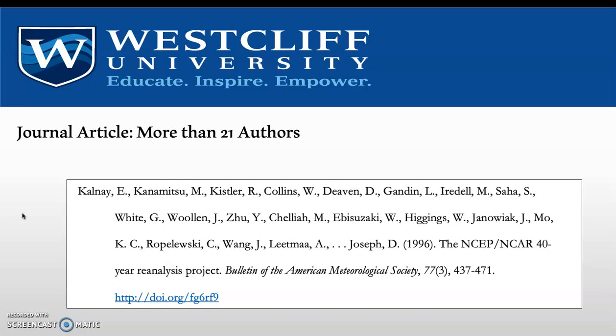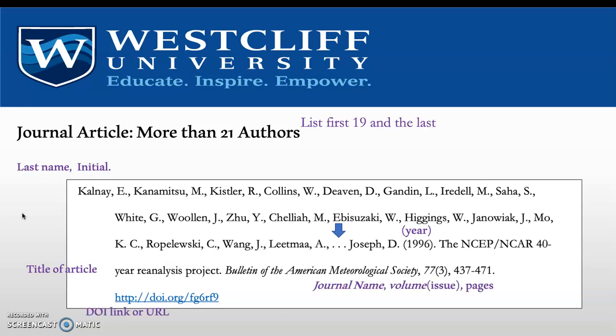Here's an example of a journal article with more than 21 authors. So you would list the first 19 following the same format, and then the very last one in that list. To separate this information, we use ellipses, and there is no ampersand. Year comes in parentheses, title of the article, and the remainder of the information is exactly the same.